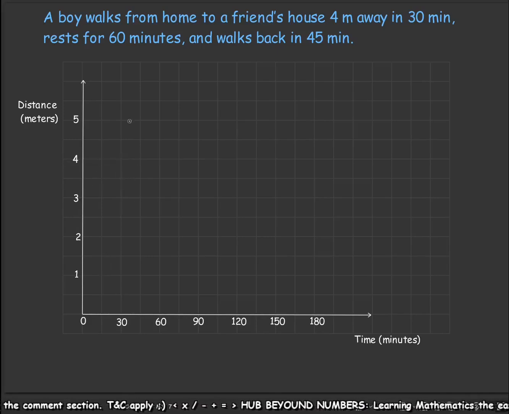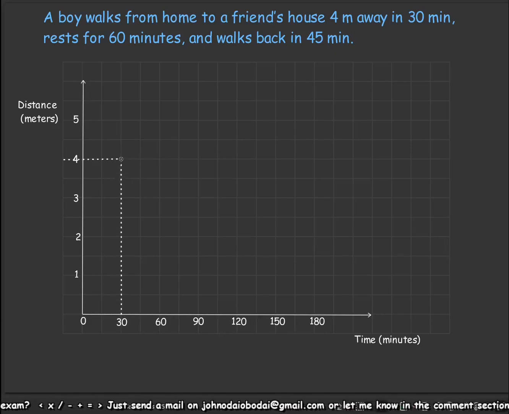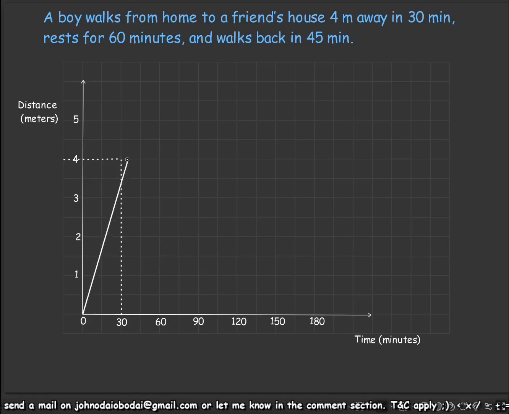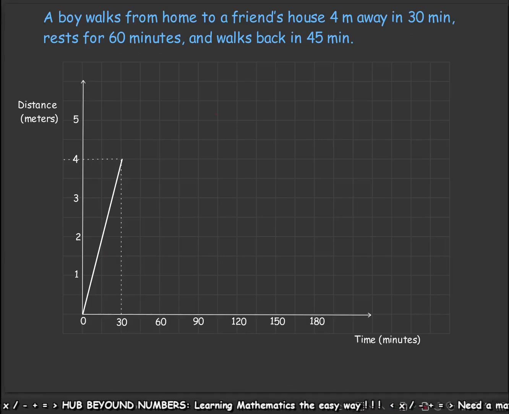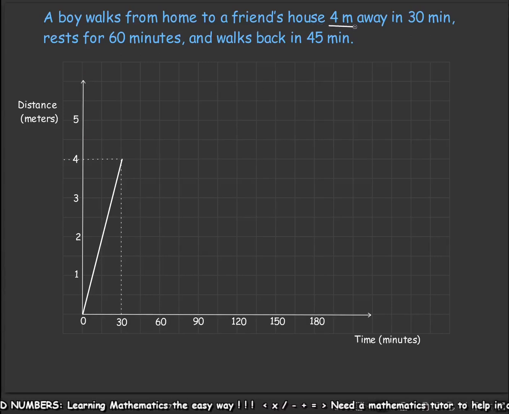You get it? So let me use a better line for that representation. So this here is my 4. You get that? And this here is my 30 minutes. You see? So where they both meet, we are going to draw a straight line to touch that point. So that is the representation of the first statement, which says that he walks to a friend's house 4 meters away. So this is the 4 meters we have represented, and then in 30 minutes, so this here is our 30 minutes.